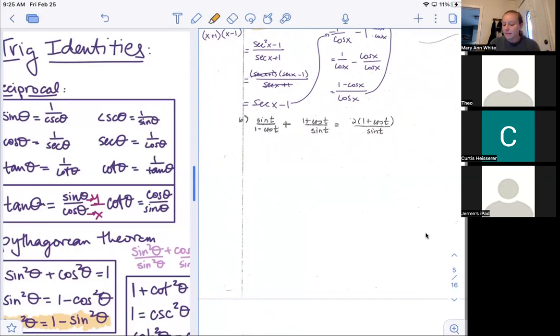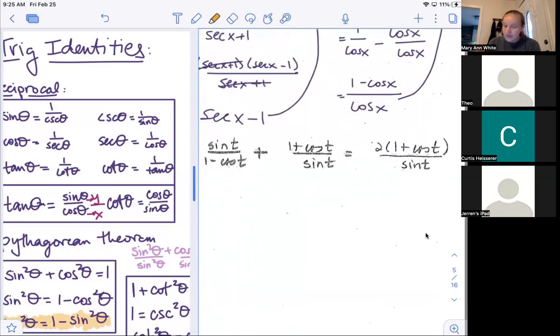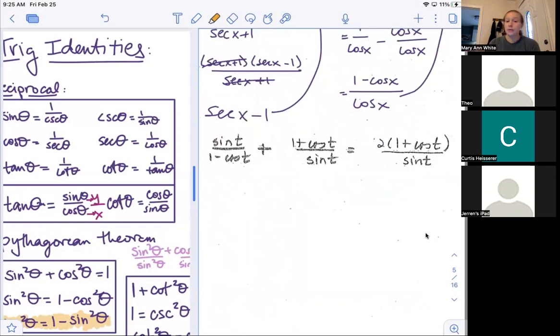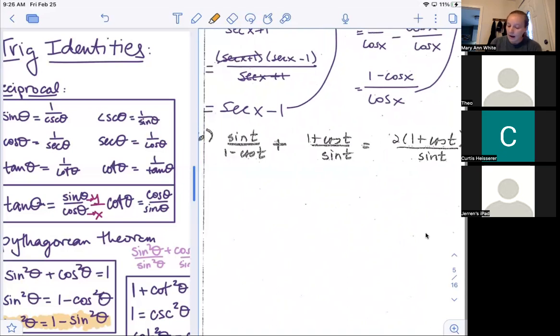Also, I don't like t that much, so when I rewrite this, I'm going to start using x's. It doesn't matter what you use. You could use thetas, you could use z's, whatever variable you want, but t is just a variable, so I'm going to use x instead. I'm definitely going to take the left-hand side and simplify it to be the right-hand side, because it is two fractions being added together, so it's going to be easier to combine those and break apart a fraction later on.